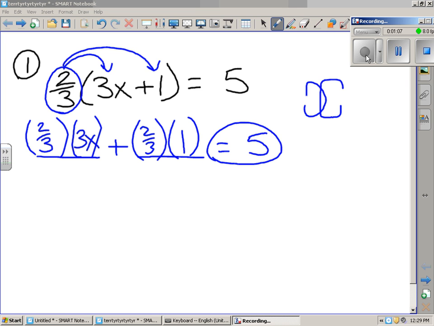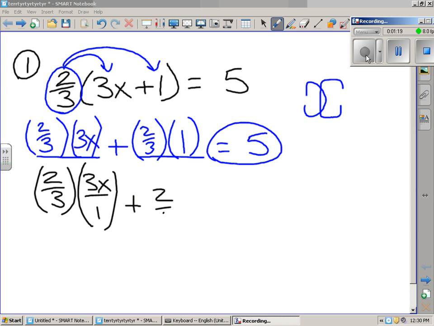So now we have used the distributive property, and we're going to multiply 2/3 times 3x. I'm going to write 3x as a fraction, since it's being multiplied by the fraction 2/3. And 2/3 times 1 is just 2/3. Over here, 2 times 3x is 6x, and 3 times 1 gives you 3. You always multiply across.